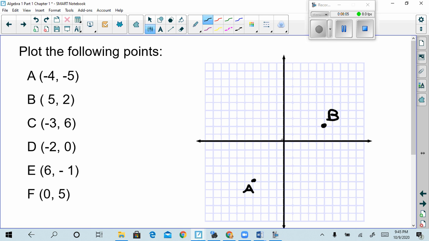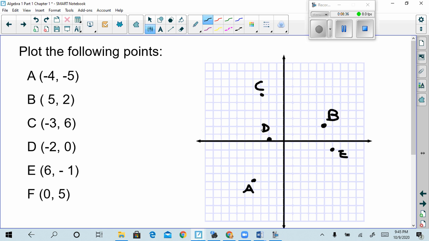-3, start at the origin. 1, 2, 3, up 1, 2, 3, 4, 5, 6. Point C in quadrant 2. D is -2, 0 on the x-axis. The next one is 6. 1, 2, 3, 4, 5, 6. And down 1 to -1. That's point E.